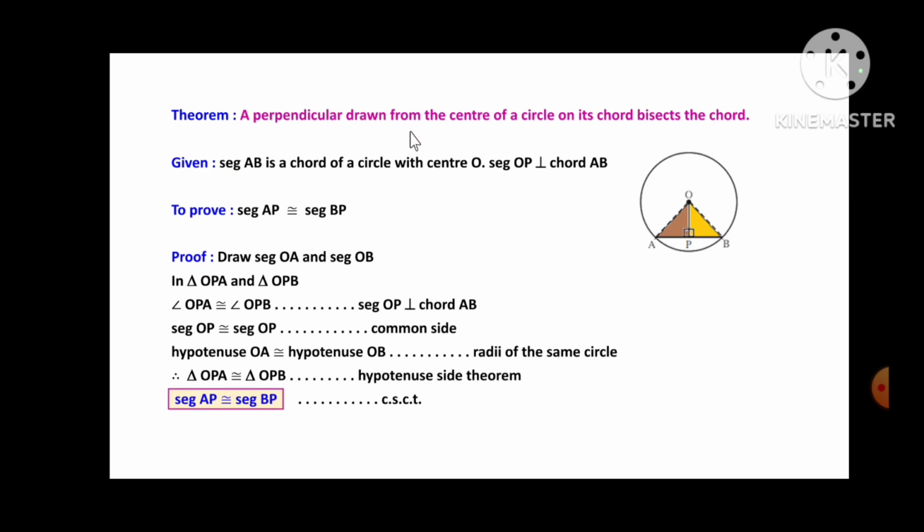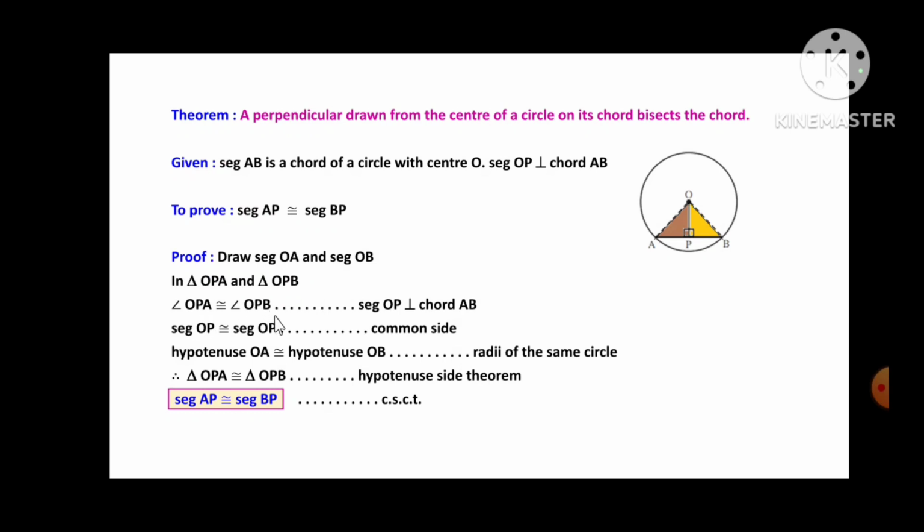So from this statement, what is given? Segment AB is a chord of a circle with center O and OP is perpendicular to AB. What we have to prove? That the two parts, AP is equal to BP, are congruent. So draw segment OA and segment OB. Here, the construction: triangle OPA with a brown color, now OPB with a blue color. These two triangles we have to show congruent.